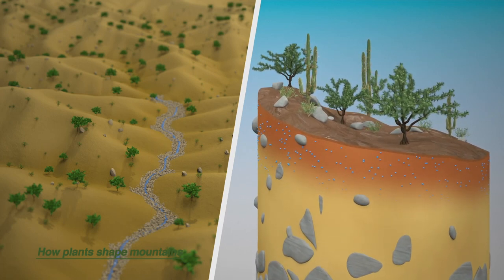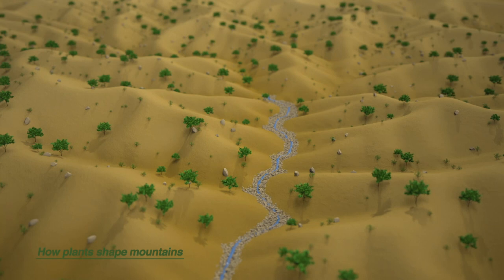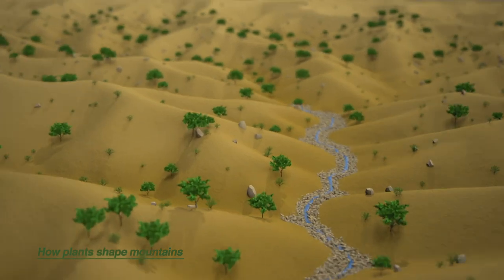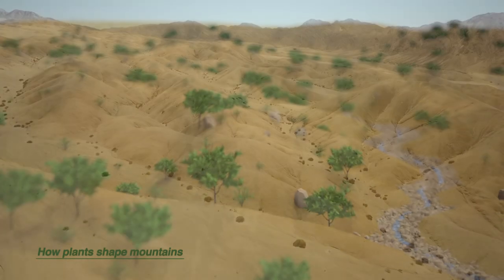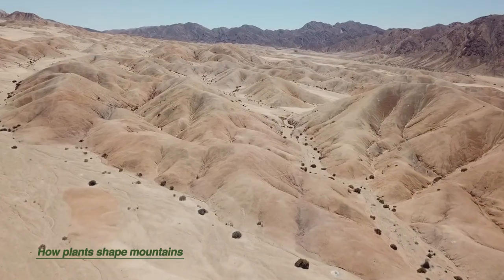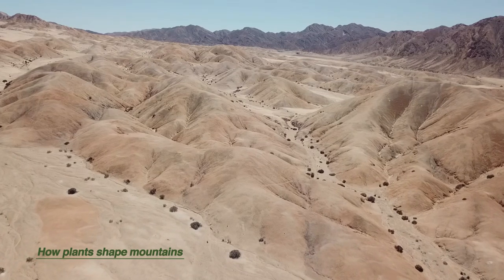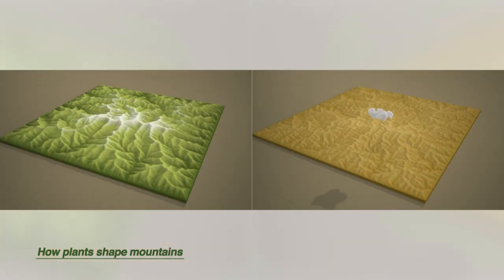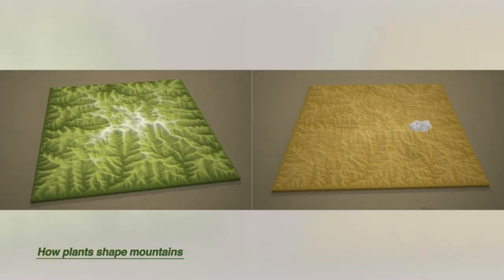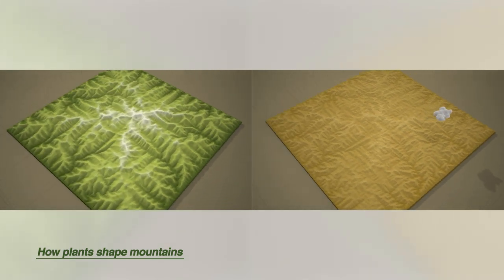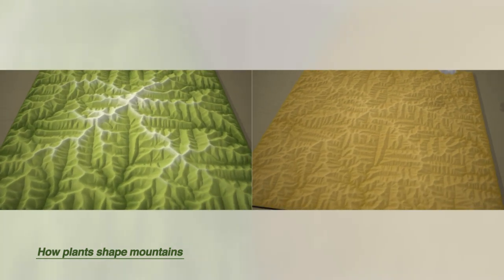This example of an arid landscape with very little vegetation is similar to what we see in northern Chile, in the Parque Nacional Pan de Azúcar. Finally, we compare the two model landscapes, the wet landscape with a lot of vegetation on the left and the dry one with only few plants on the right.